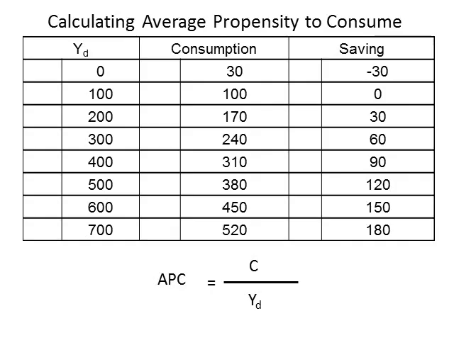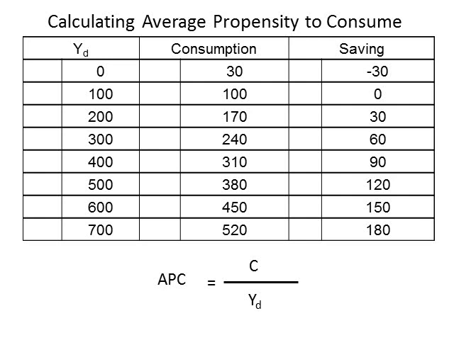Here we have a table consisting of 3 columns. The first column is the income column, the second column is the consumption column, and the third column is the savings column. Our first level of income is 0, and at this level of income, the individual consumes 30 and is not saving, or is actually taking money out of the bank equal to 30.